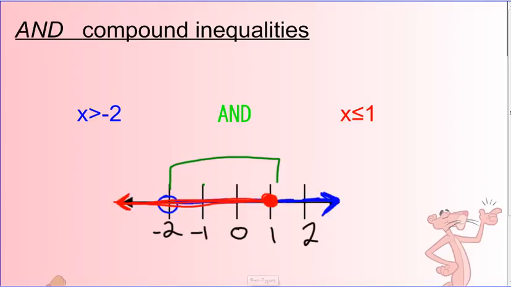So when you have an and inequality, you're looking for the overlapping region. I'm just going to pretty that part up a little bit. The answer would be this: a hollow dot at negative 2, a solid dot at 1, shaded in between. That shows all the numbers that satisfy both inequalities: bigger than negative 2 and less than or equal to 1.